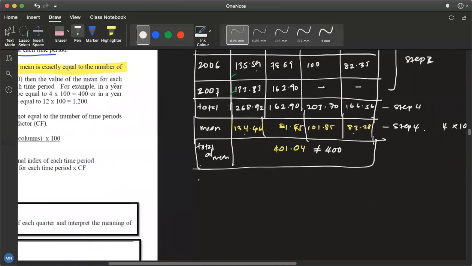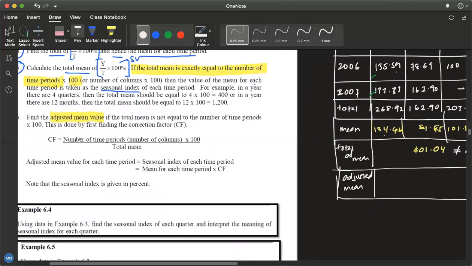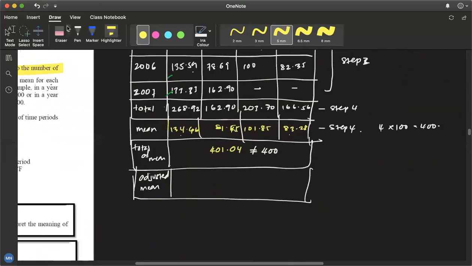So we need to create another row, adjusted mean. So adjusted mean means the correction factor. Adjusted mean is also equal to the correction factor. So the number of time periods multiplied with 100 divided by the total mean. So next, 400, the number of time periods is 4 multiplied with 100, divided by the total mean. The total mean is 401.04. So this is step number 6.